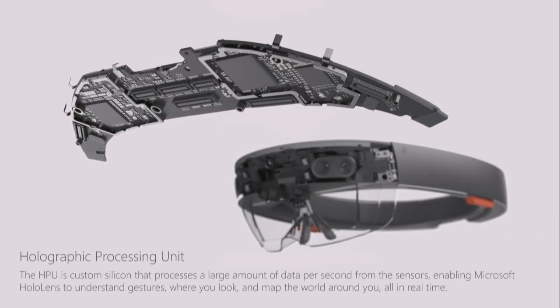And then we have custom silicon that we develop, the HPU, or the holographic processing unit. This is what allows us to handle all of the data from the sensors without taking away your use of the CPU on the device. We try to make as much of the compute available to you and your application as possible by offloading as much of the sensor data to this custom silicon, this HPU.